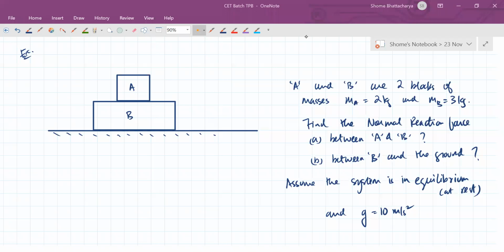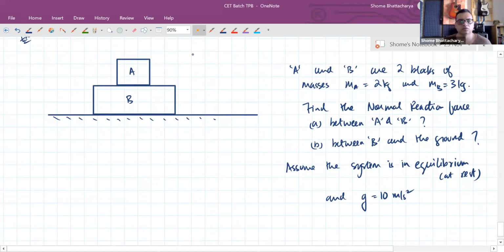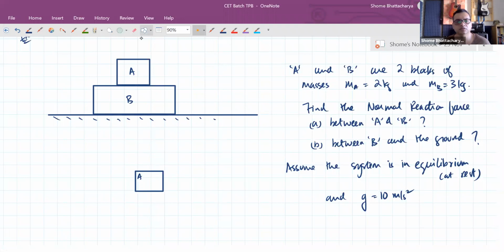Nobody's got the answers yet. Okay, see, what you have to do here is you have to understand that on the block A, there will be two forces acting. One is that the block B from below will be pushing up with some normal reaction force. So let us say this is N1. So this is the force of normal reaction between A and B.